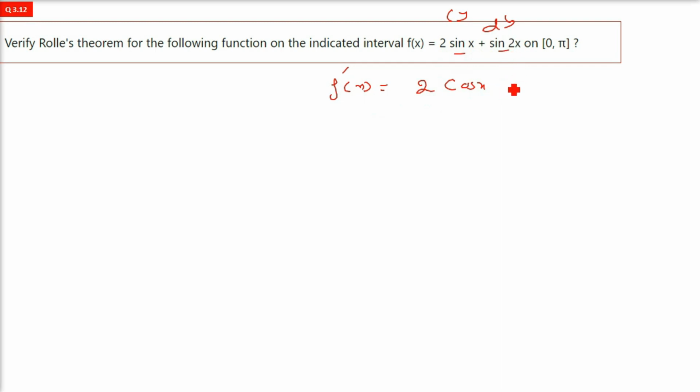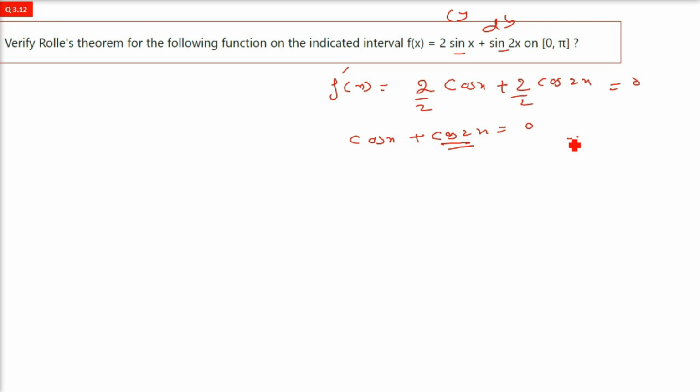Then just differentiate it. It will be 2 cos x, sin 2x will be cos 2x, and the differentiation of 2x will be 2. Now put it as 0. You can take 2 common and say that 2 cannot be 0. So cos x plus cos 2x is going to be 0. But these are two different things. Cos 2x and cos x are not equal.